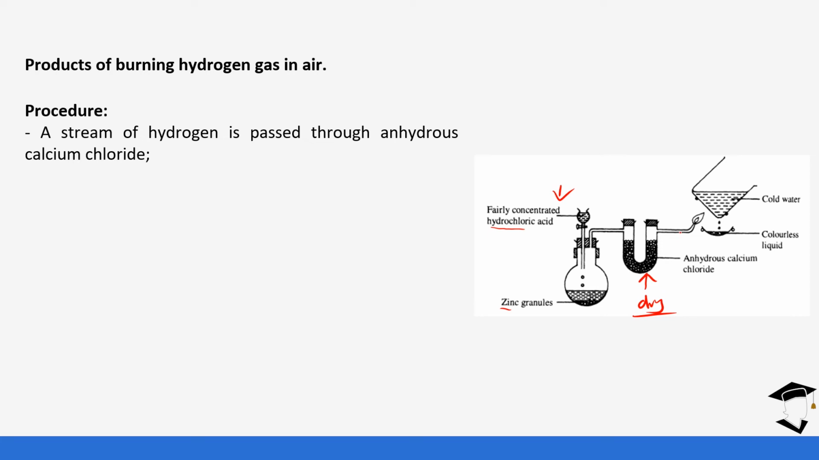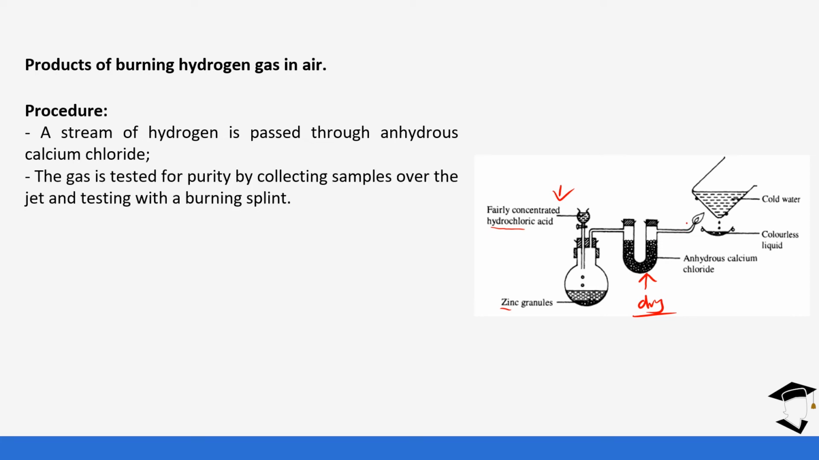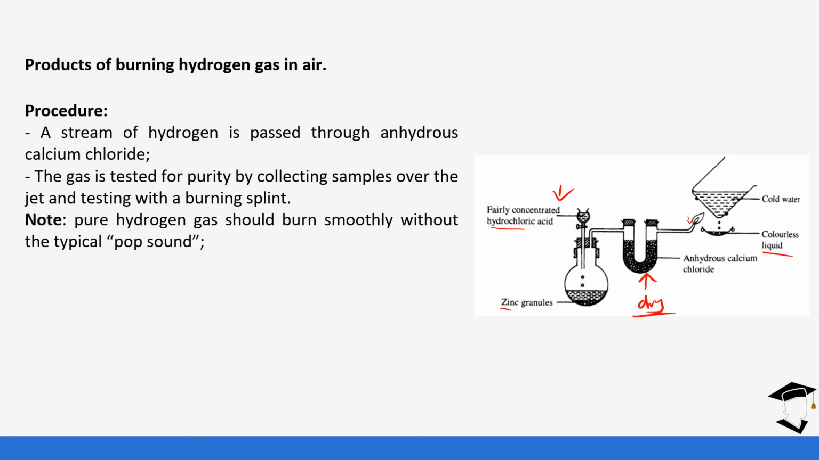So when that hydrogen gas has been dried, it's burnt at the end of this jet, and the products of burning the hydrogen are cooled on cold water. We collect the product, and it forms a colorless liquid. This pure hydrogen should burn with a blue flame and should not have a pop sound. That's also the reason why we are passing it through the anhydrous calcium chloride, to remove any water component it might be having.